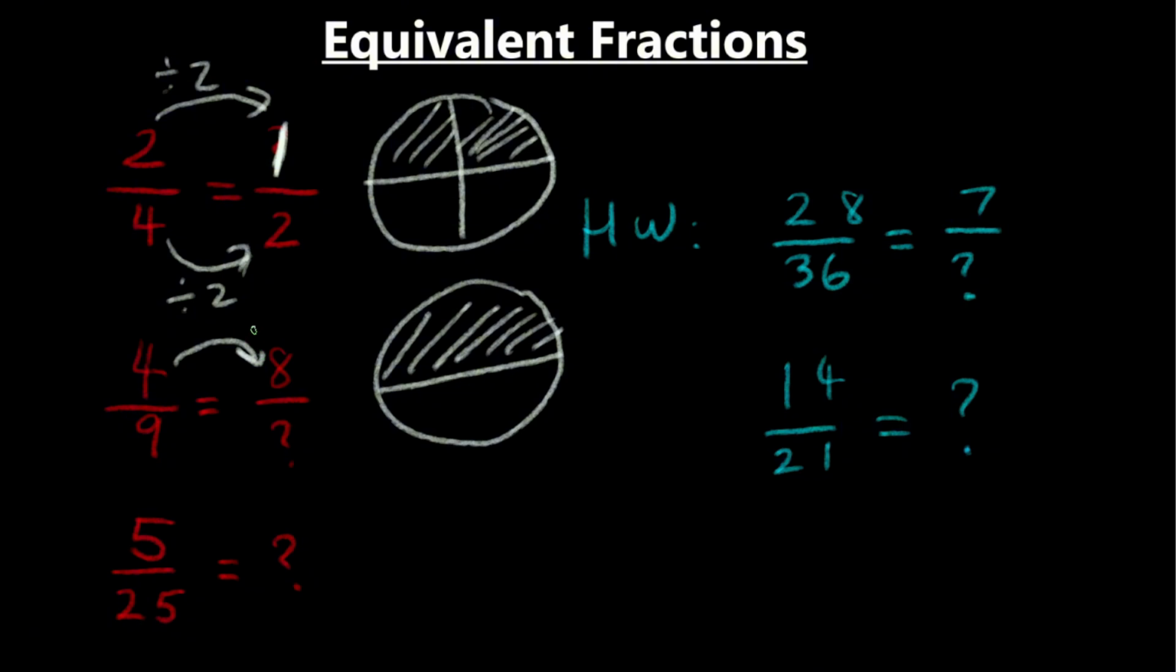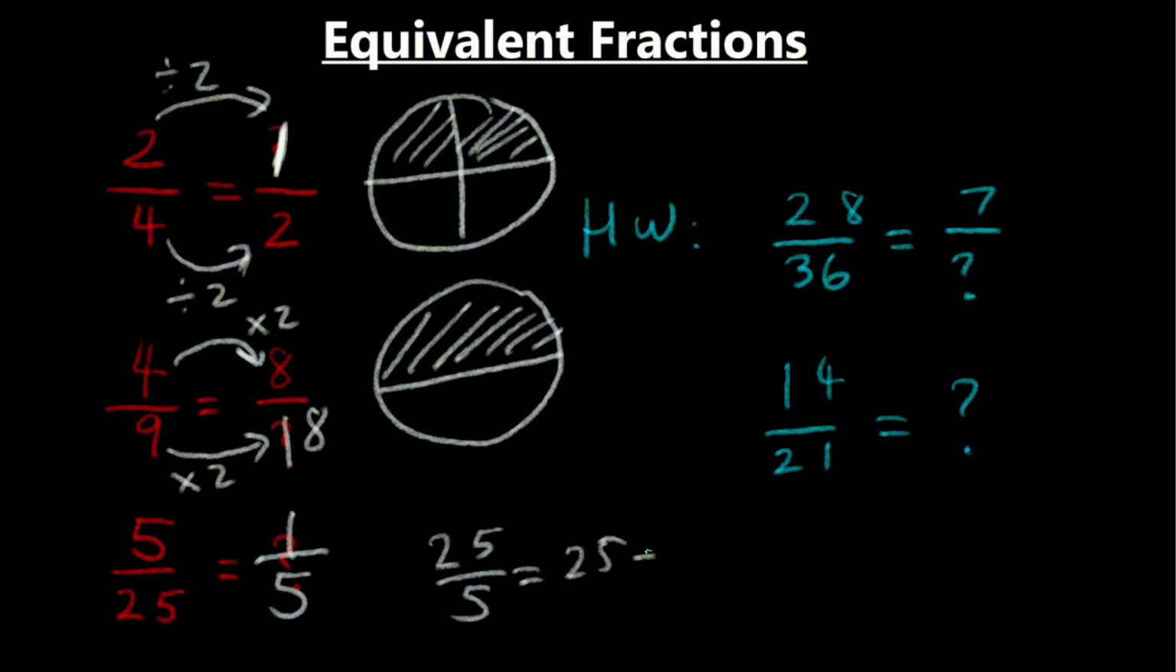4 to 8 this time, so it's actually multiplied by 2. We're going to do the same thing to the denominator. So 9 times 2 is 18. In this case, I can recognize that the answer is just going to be 1/5. If you don't see how that works, you can think of this as 25/5, which is the same thing as 25 divided by 5, which is equal to 5. And since our question is flipped, we would want to flip this, which would give us 1/5.